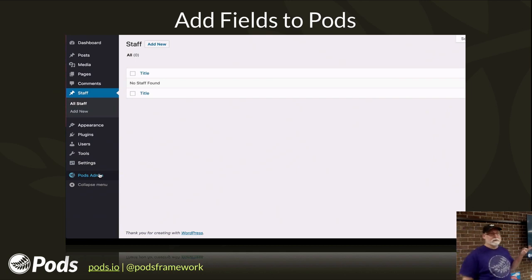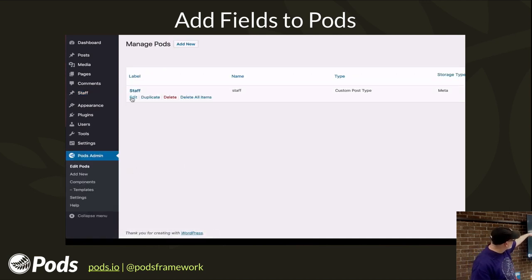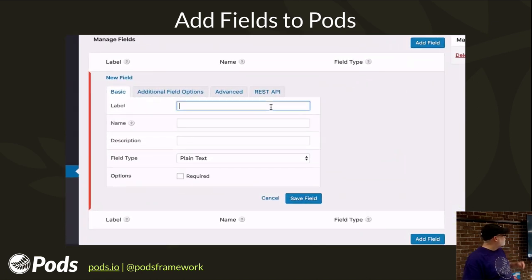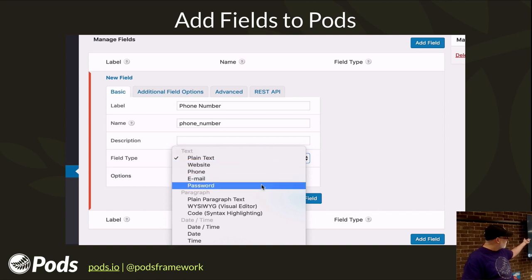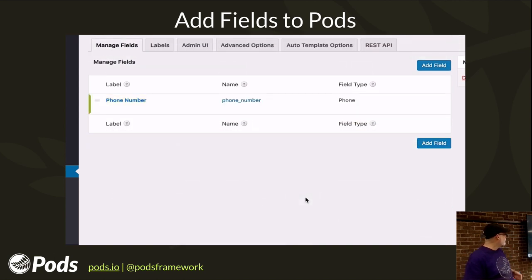And we're going to add the ones that are remaining, which is our email address and our phone number. So we're going to go into Pods Admin, Edit Pods, and then the staff, we're going to edit that. We're going to add a field. And for the label, you want to do the human readable label, like phone number. It's going to automatically create a programmatic name. And then in the field type, you just go down and find the one that says phone. Pretty straightforward. We have a lot of different field types.